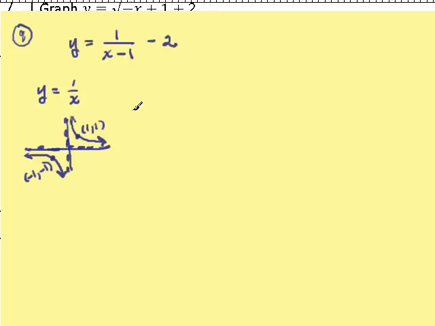We're going to be moving, translating that. So first we're going to do horizontal first, so we're going to do left 1. Sorry, right 1. Minus 1 means right 1. Let me change that. X minus 1, that's right 1. So everything's moving to the right 1. That vertical asymptote is moving to x equal 1 now. The horizontal doesn't change. So this is what the graph is going to look like now.